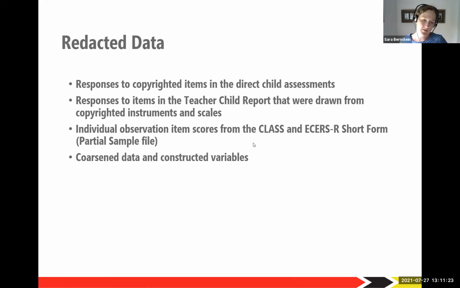So even if we don't put the item level information from some of these measures on the file, chapters 3 and 4 of the user's manual and the partial sample file user's manual include descriptions of the measures in the child assessments and the classroom observations and their administration. They're also pretty well-known assessments and observation tools, and so general information on them is fairly widely available.